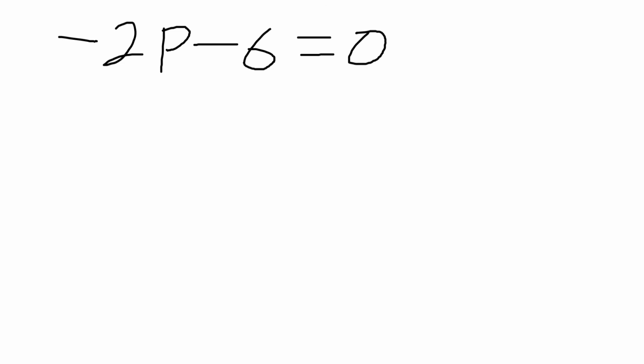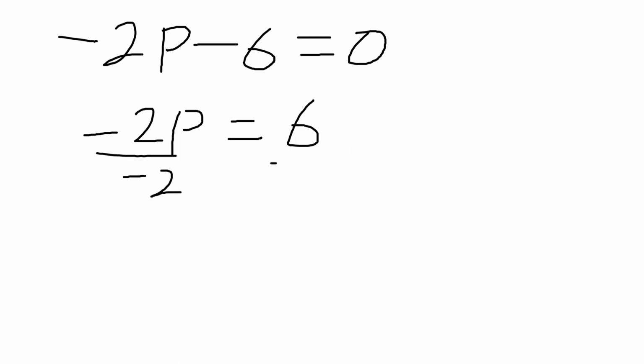So at this point, you can add 6 to both sides, so you will have negative 2p equal to 6. And for you to get your p, you just divide by negative 2. You also divide this by negative 2, so that your p will be equal to negative 3.